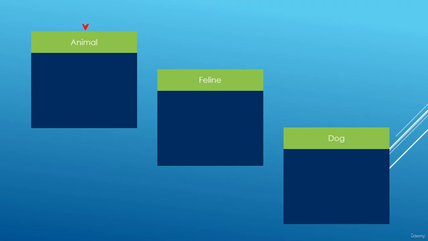So the animal class is going to be our base class. We are going to derive from that publicly and have a feline class. And we are going to derive from feline and have a dog class. This is the setup we are going to be using here. Now, let's look at some code.